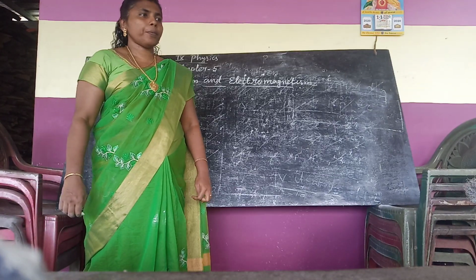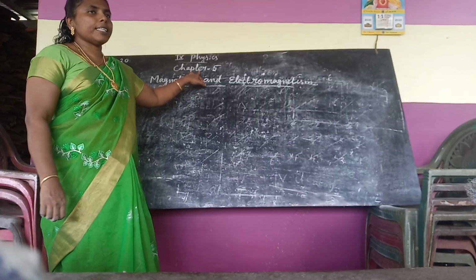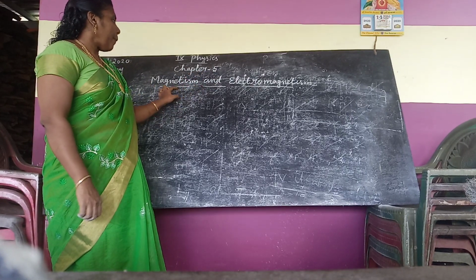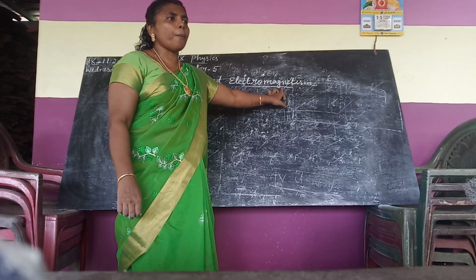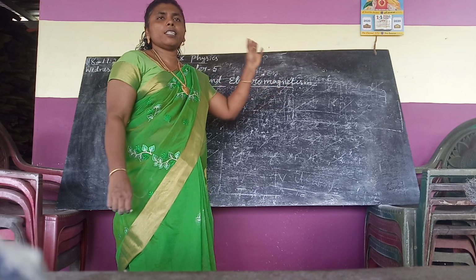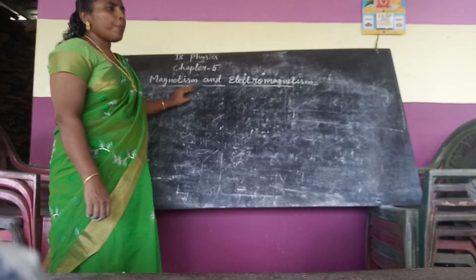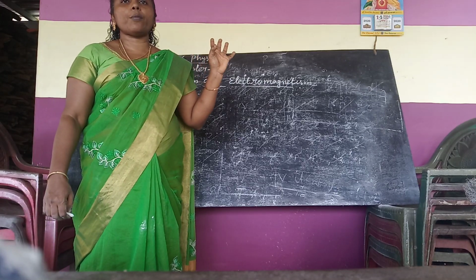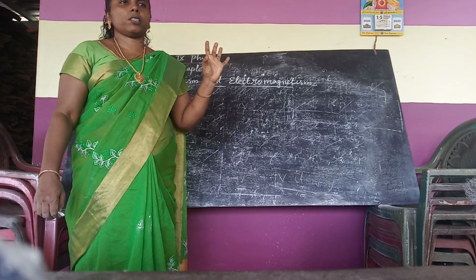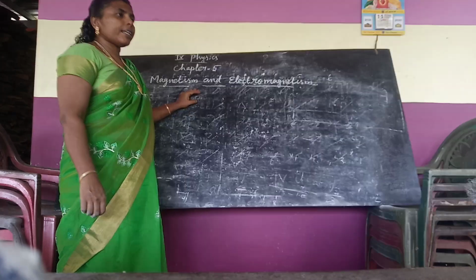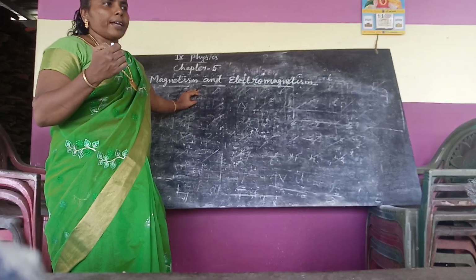Good morning, students. Today we will learn about chapter 5, Magnetism and Electromagnetism. We already learned the first 4 chapters. Today, in the 5th chapter, we will learn about magnets. In lower classes you have already learned about magnets.